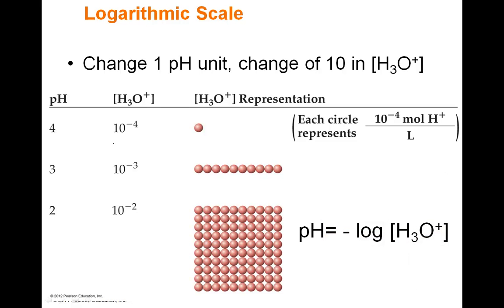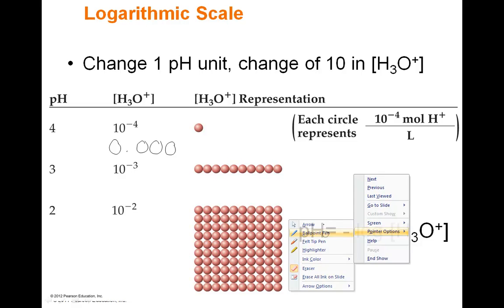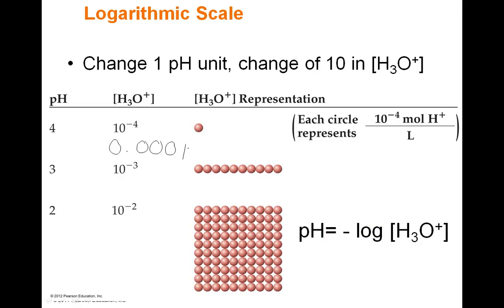So 10 to the minus 4, how would we write that? 0.0004. Wait, not 4, sorry, 1. Let me erase that. So 10 to the minus 4 is 0.0001. And then 10 to the minus 3 is 0.001. 10 to the minus 2 is 0.01. So notice each time it's a tenfold concentration change.